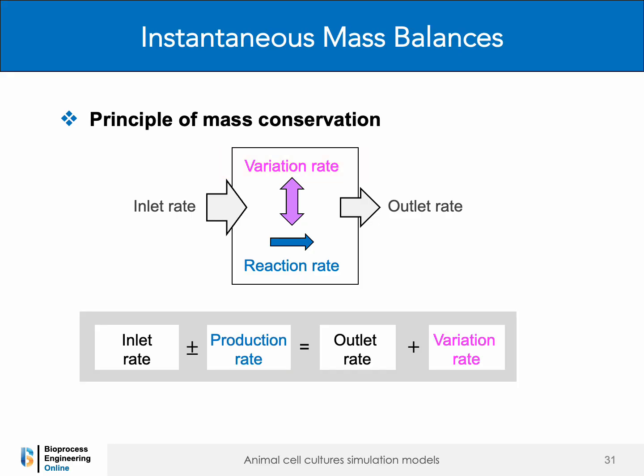The instantaneous mass balance is therefore written as inlet rate plus or minus production rate equals outlet rate plus variation rate. The production rate term is positive for components produced by the cells, such as biomass, metabolites, or the recombinant protein, and negative for substrates that are consumed during cell growth and metabolism.